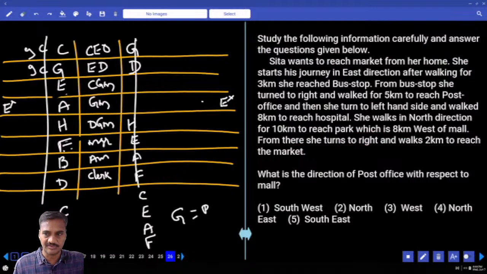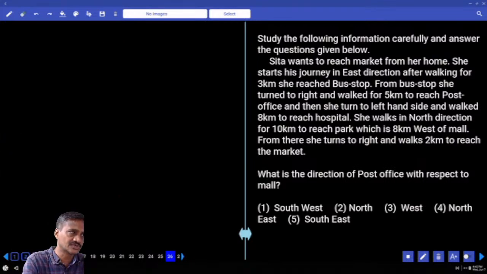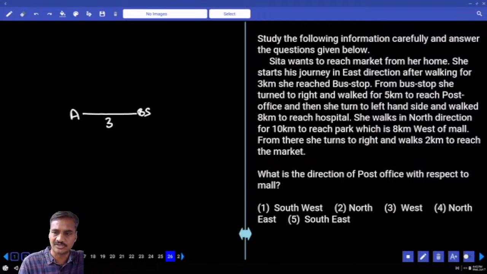Direction: Sita wants to reach the market from her home. First she starts her journey in the east direction. A is the starting point. She starts her journey east, and after walking 3 kilometers she reaches the bus stop. From the bus stop, she takes a right turn and walks 5 kilometers to reach the post office.